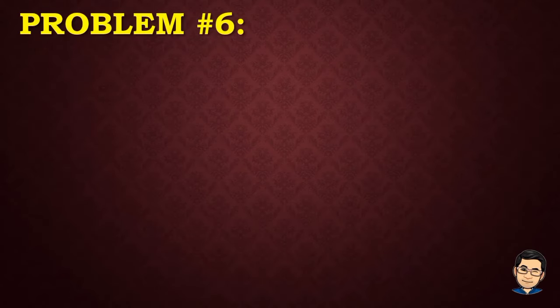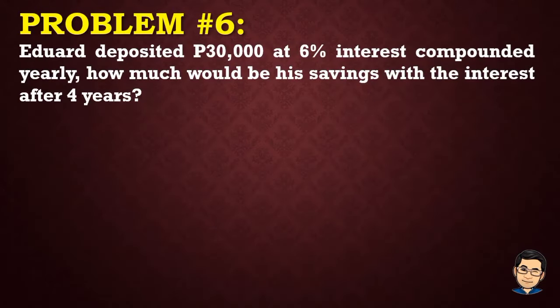So, let's have problem number 6. Edward deposited 30,000 at 6% interest compounded yearly. How much would be savings with the interest after 4 years? So, compounded interest po siya. So, yung formula po dito, somehow related to geometric sequence. So, A is equal to P times the quantity 1 plus R raised to N.